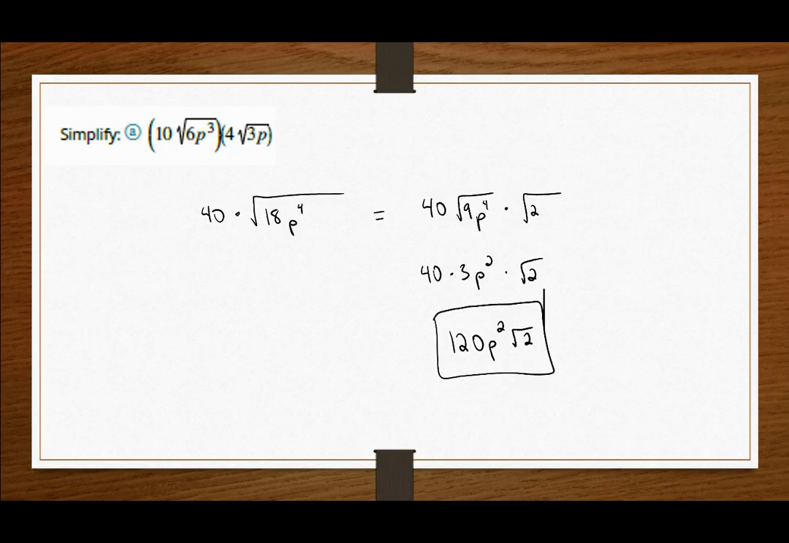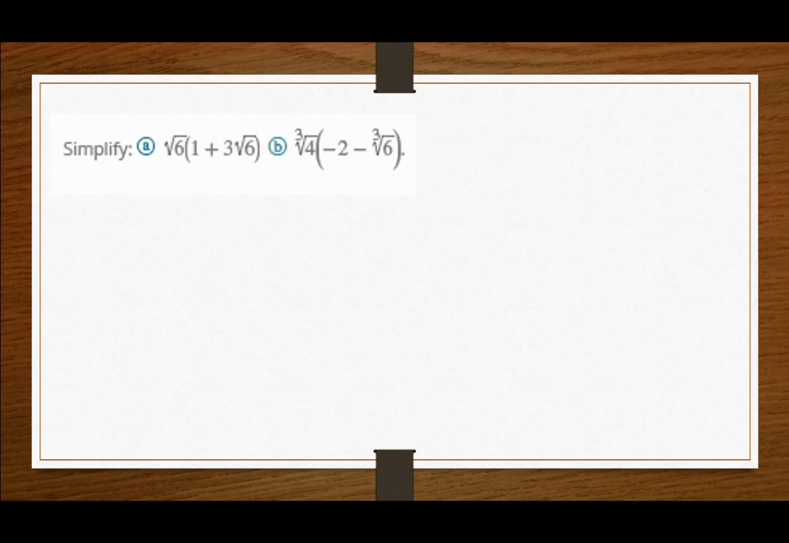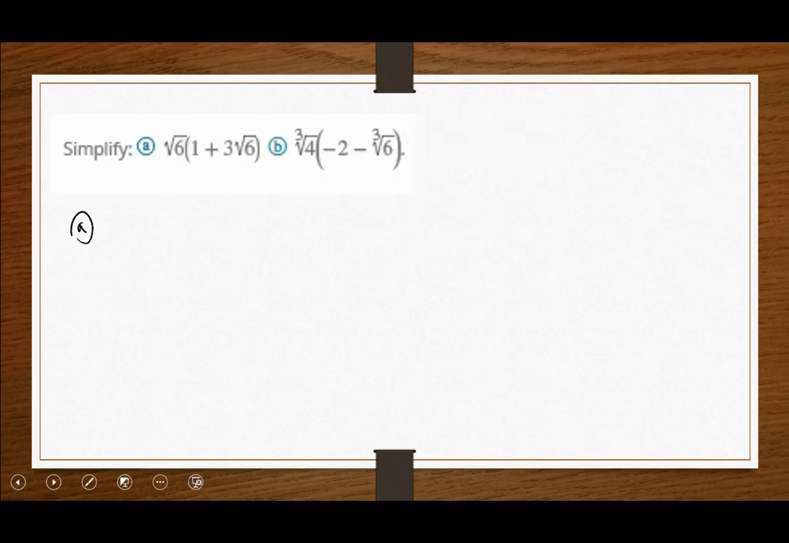So finally, let's extend this idea and introduce the distribution property. In these cases, we'll have either 2 or more radicals being multiplied together by that distribution pattern that we've seen before. Take a look at part A here. I'm asked to find the distribution of the square root of 6 times 1 plus 3 square root of 6. Our distribution pattern tells me that I should multiply the first term, square root of 6, times each of the terms inside the parentheses like this.